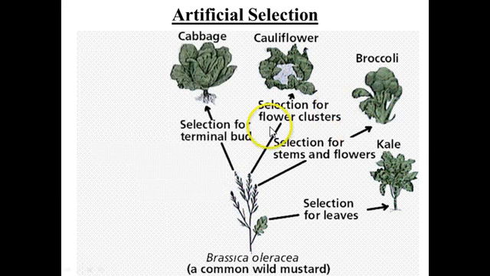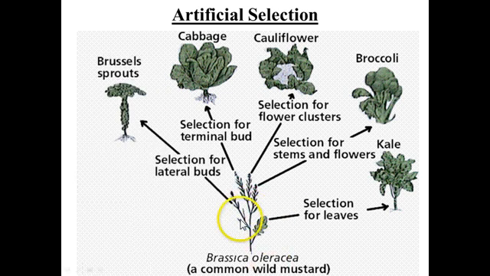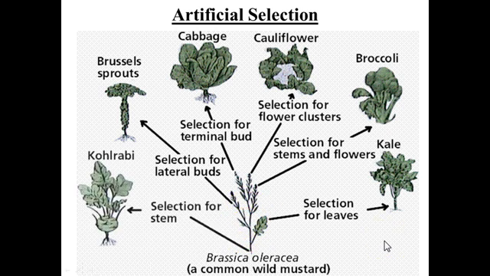By selecting the terminal bud, which is the bud which grows on the tip, and selecting those individuals that had lots of those, we developed cabbage. By selecting individuals that had lots of these lateral buds, which are buds that grow on the side of the plant, we developed Brussels sprouts. And even this kohlrabi, which you may not be familiar with, but is another relative. All of these different plants all came from the same wild ancestor, just by selecting different traits.